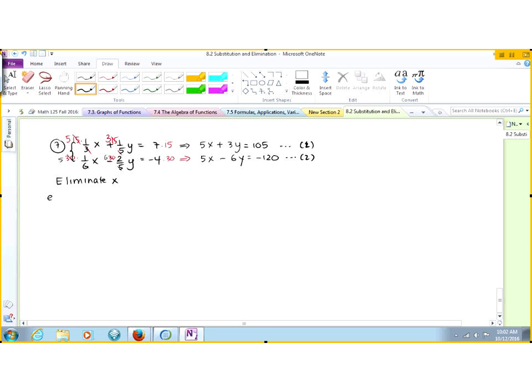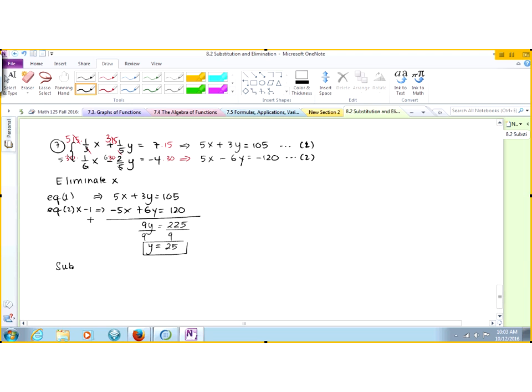Eliminate X. So what do you do with equation 1? You just copy? You want the negative on the second one? Okay, so 5x plus 3y is 105. Equation 2, what do we do with equation 2? Multiply by -1. So negative 5x plus 6y is 120. Is that right? Yes, plus 6y. You are right, because we multiply by negative 1. So what is this? 9y is 225. And then divide both sides by 9. Y is 25.